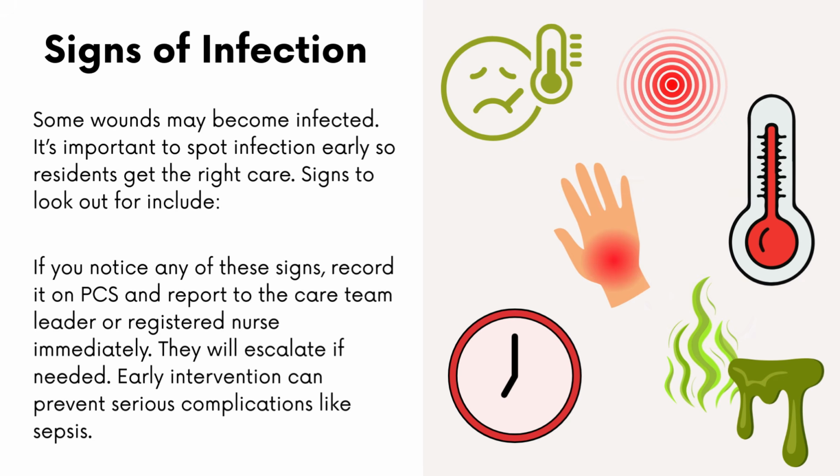If you notice any of these signs, you must record it on PCS and report it to the care team leader or registered nurse immediately. They will then escalate it to the GP, the district nurse, or emergency services if needed. Early intervention can prevent serious complications like sepsis.